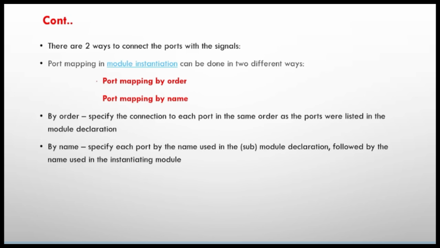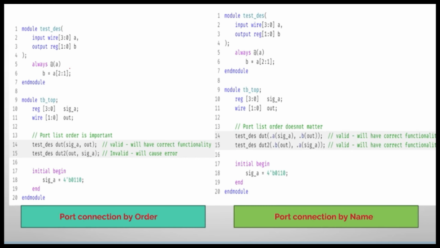And now coming to the connections, you can connect it in two ways. Port mapping or port connecting, both are the same: port mapping by order and by name. By order means, based on the order. If you see here, this is my RTL code and this is my TB code. I want to connect my RTL ports to TB ports. So how am I going to do it? You can do it based on order. If you are doing it by order, then in the way you mention the ports in your RTL, in that way only you should connect the ports.